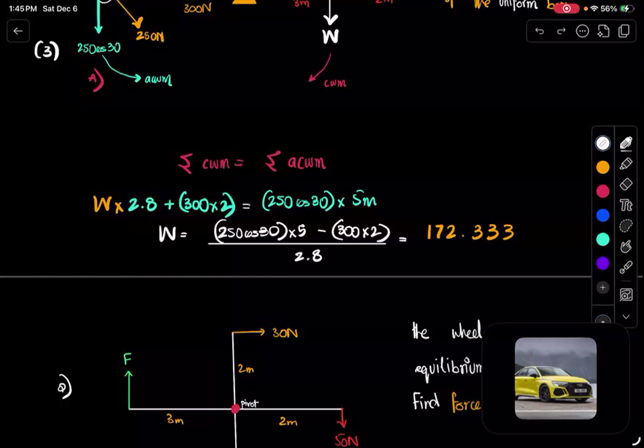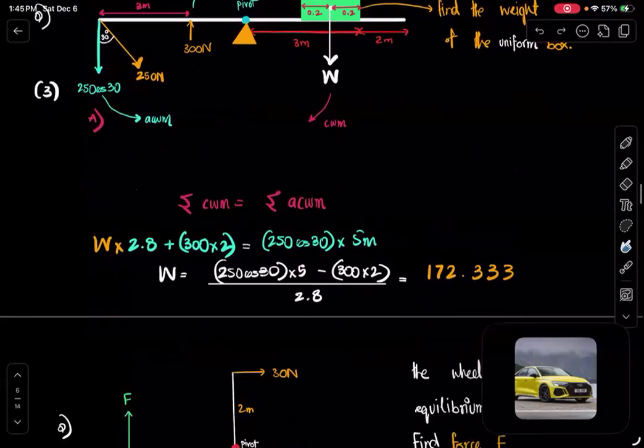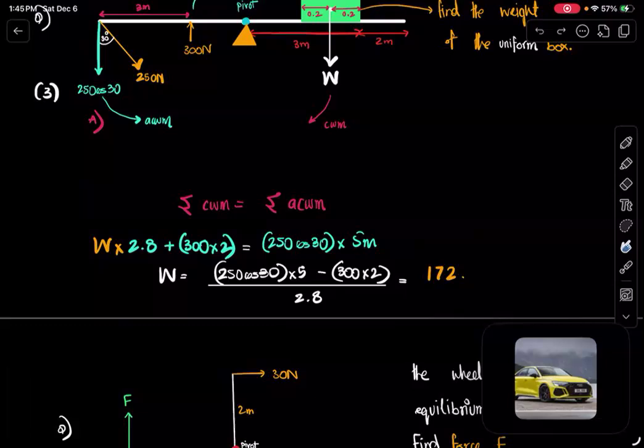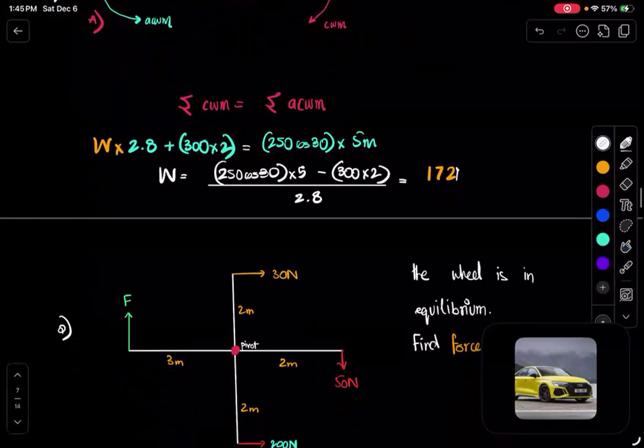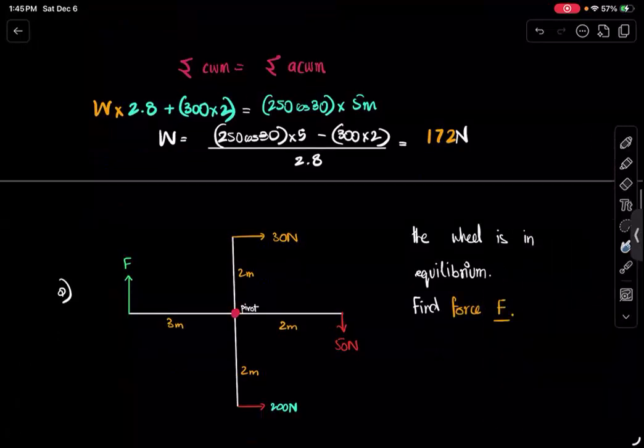And if you want to be even more accurate, then you can write 172.3. That's right as well. But you don't need to write like 6 significant figures. So only 172.3 max. 172.3, and 172 is also correct. Now, next question.